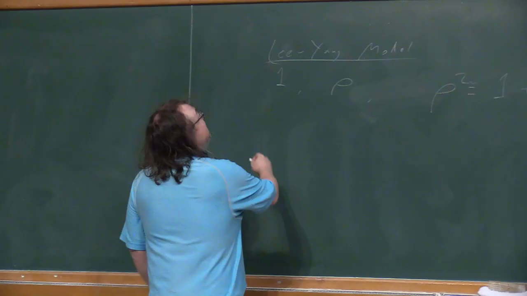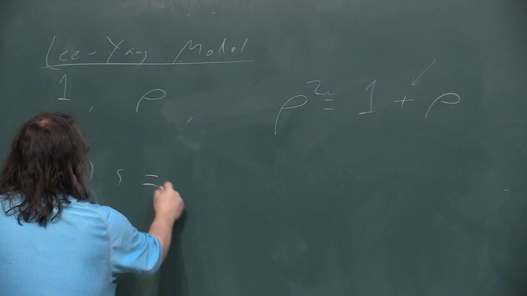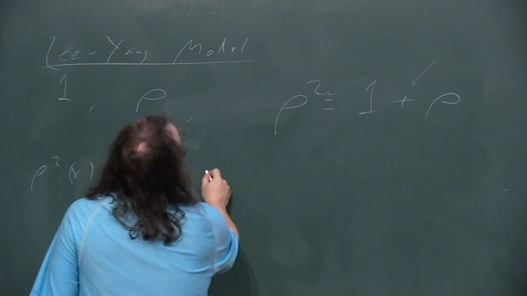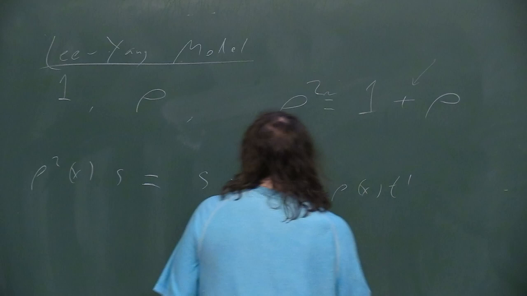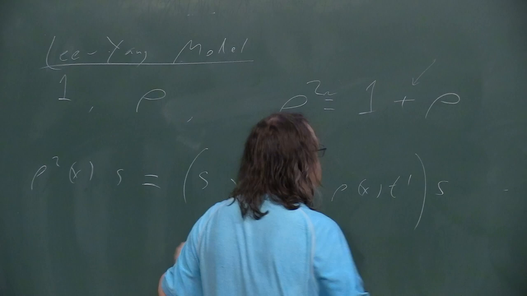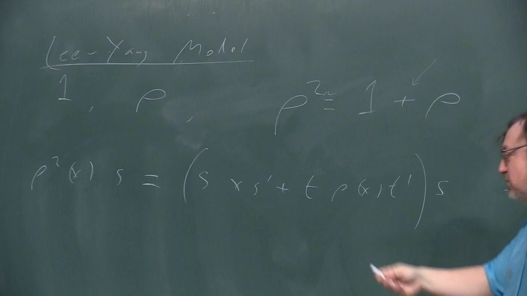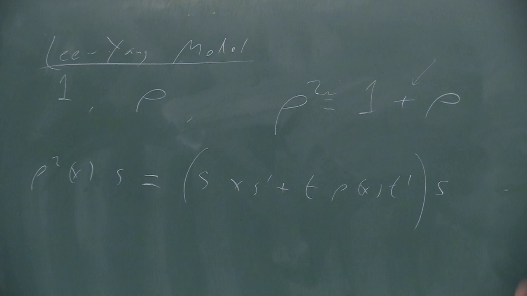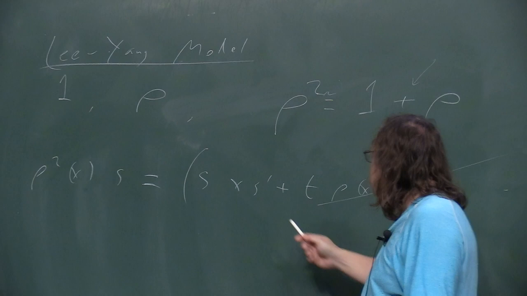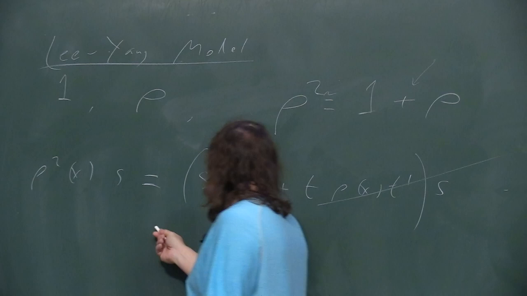So I wrote down rho squared of x times s. Let's see what that has to equal. Rho squared of x is going to equal s x s prime plus t rho of x times t prime, and if I also multiply it by s, the small letters here are the elements in my algebra, and s and t prime, et cetera, are all in my algebra. If I multiply this out using distributivity, it's an algebra, then t prime times s is equal to 0, so this part cancels, and s prime times s is equal to 1, so these things cancel, and what I end up with is hopefully what I wrote down, which is s times x.